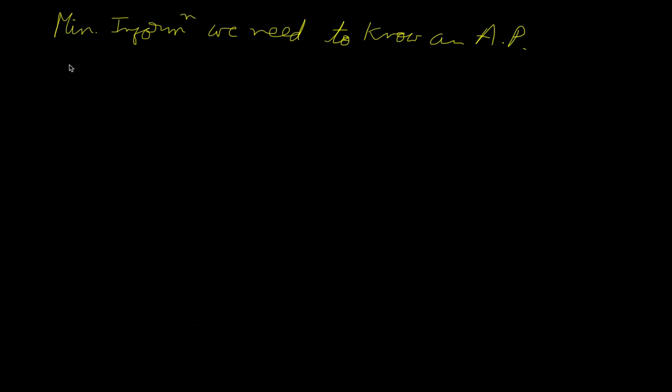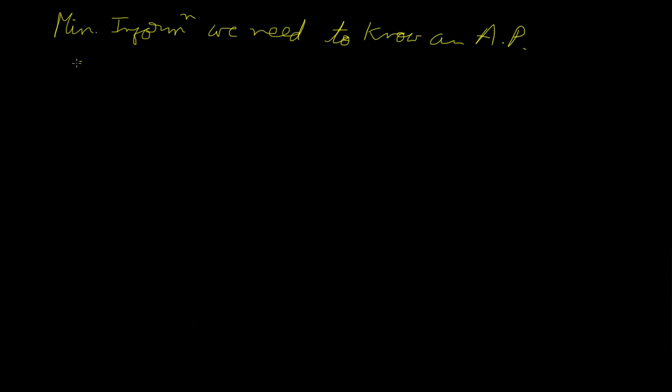From our last lecture on arithmetic progression, we now know what a term in an AP is, what the first term is, what the common difference is, the last term, infinite AP, finite AP, etc. Today, let's see the minimum amount of information that we need to know an AP.